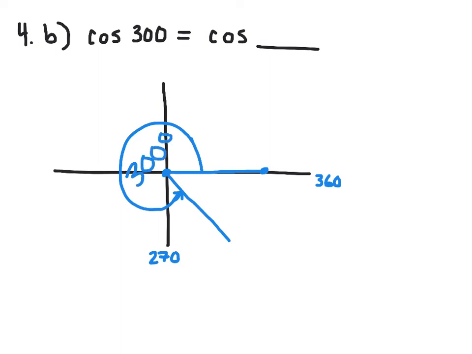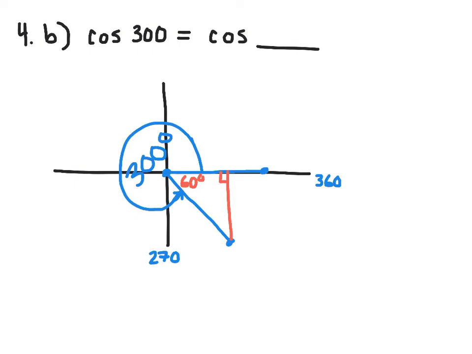Okay? And if we draw a line straight to the x-axis, like this, where this is 90 degrees, we know that this related acute angle is 60 degrees. So that triangle in there, you end up with a triangle that is a 60-degree triangle in there.